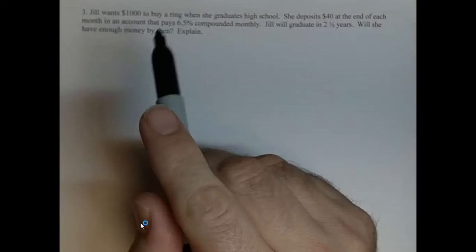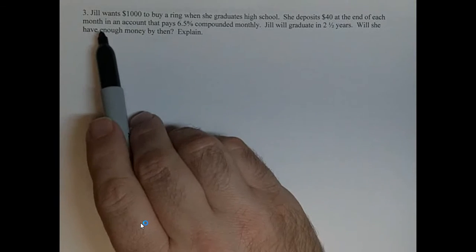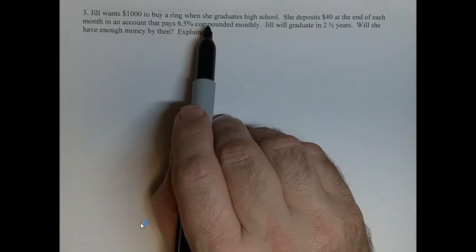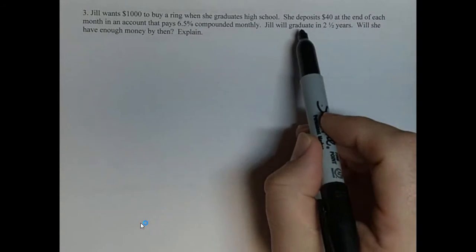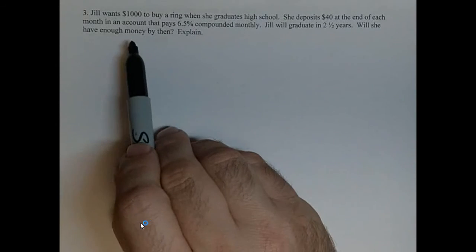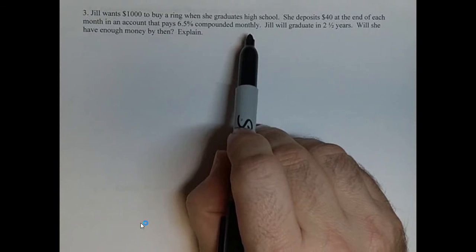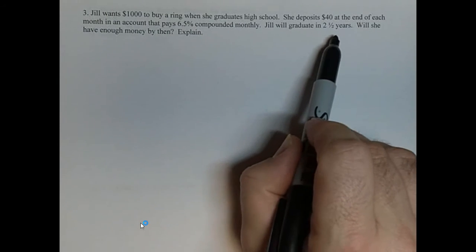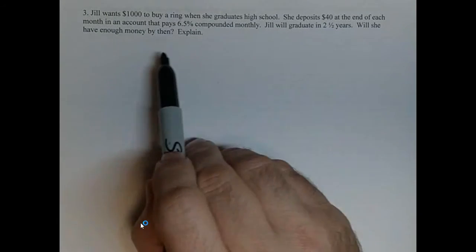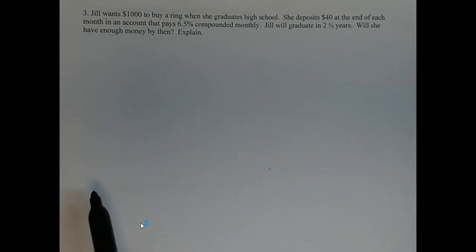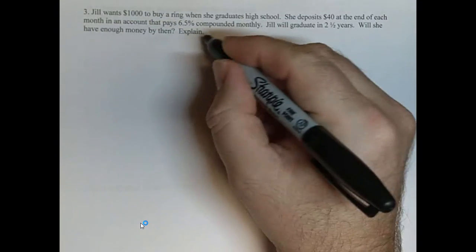Now question 3. Jill wants to buy $1,000. So Jill wants $1,000 to buy a ring when she graduates high school. She deposits $40 at the end of each month in an account that pays 6.5 compounded monthly. Jill will graduate in 2.5 years. Will she have enough money by then? Okay, let's find out.